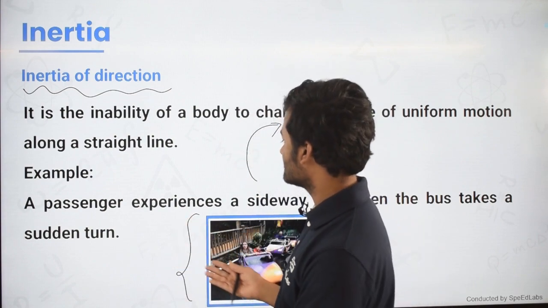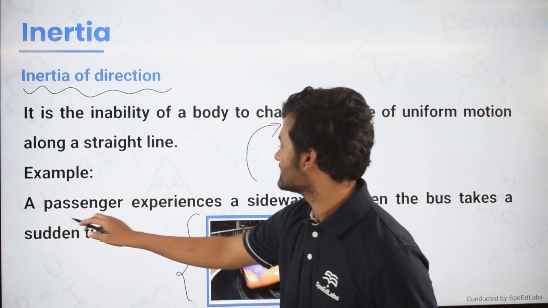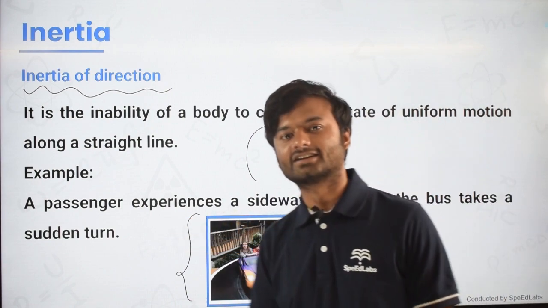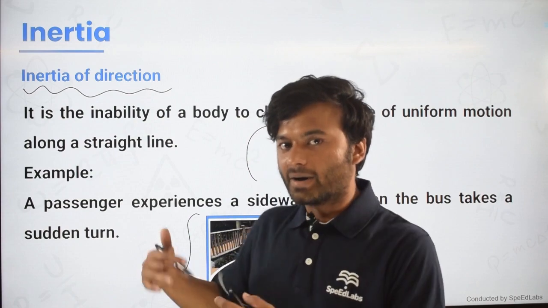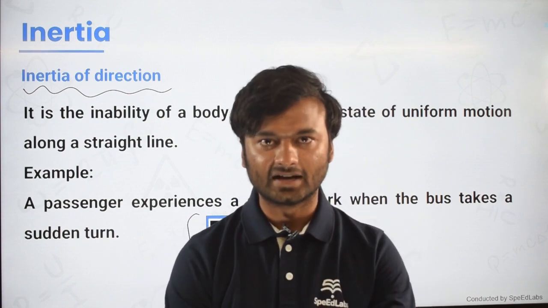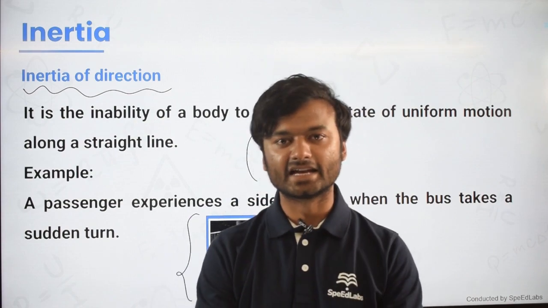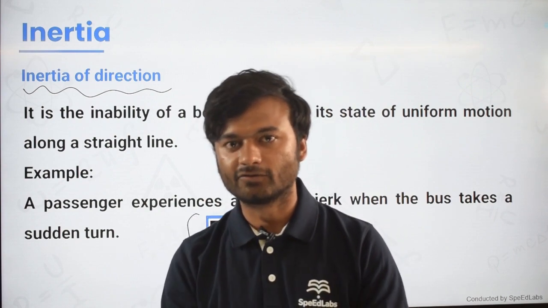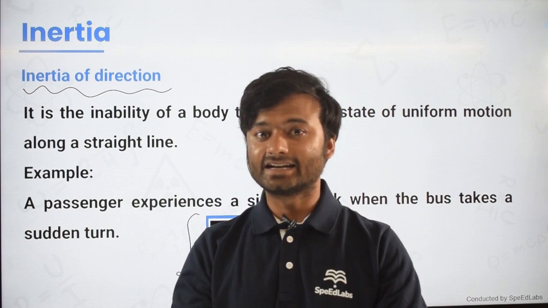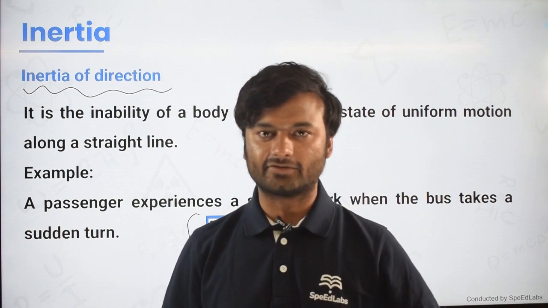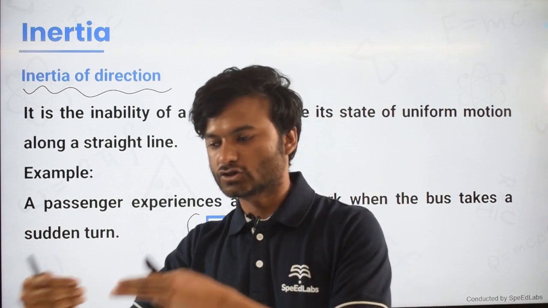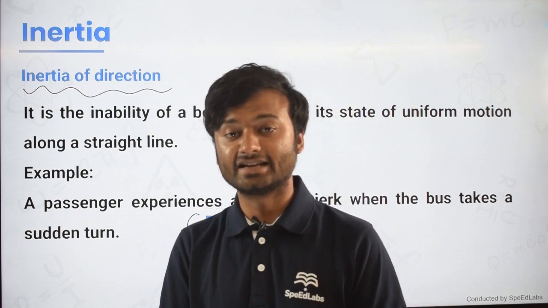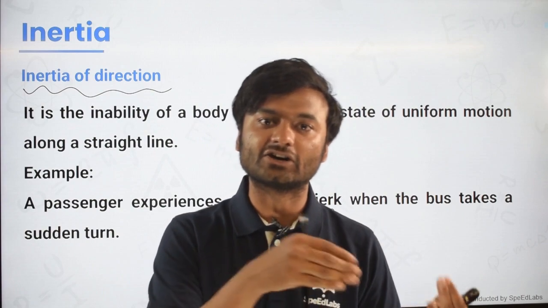Okay, so this is basically the example of a passenger experiencing a sideways jerk when the bus takes a sudden turn. Understand? Because the passenger wants to resist it. So this is basically what inertia means. Inertia is the inherent property of the body by virtue of which it cannot move by itself, or it cannot be stopped by itself. We have to apply some force to change its state of rest or state of motion.